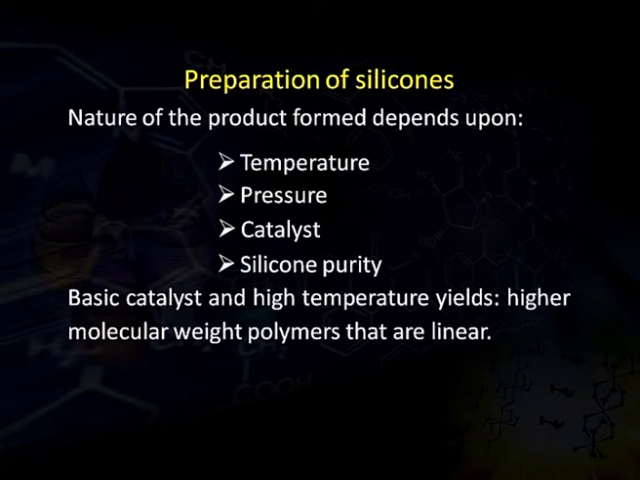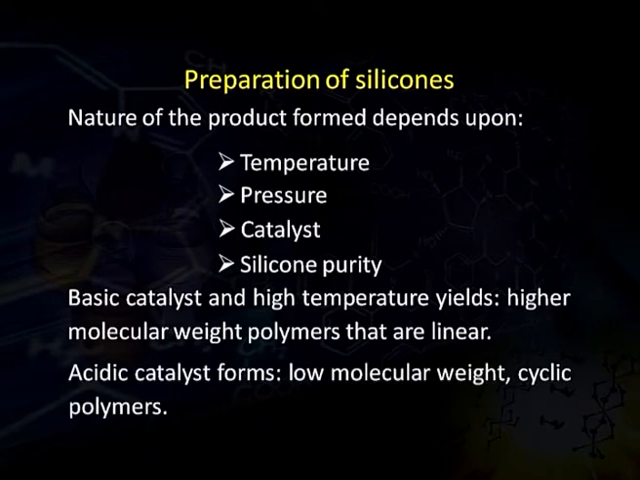Basic catalyst and high temperature yield higher molecular weight polymers that are linear. That means, if we use a catalyst which is a base and a high temperature is used, then they will give high molecular weight linear polymers, while if an acidic catalyst is used, they will give low molecular weight cyclic polymers.